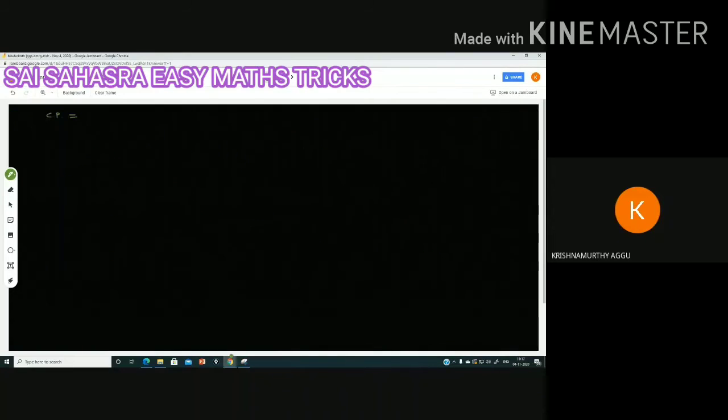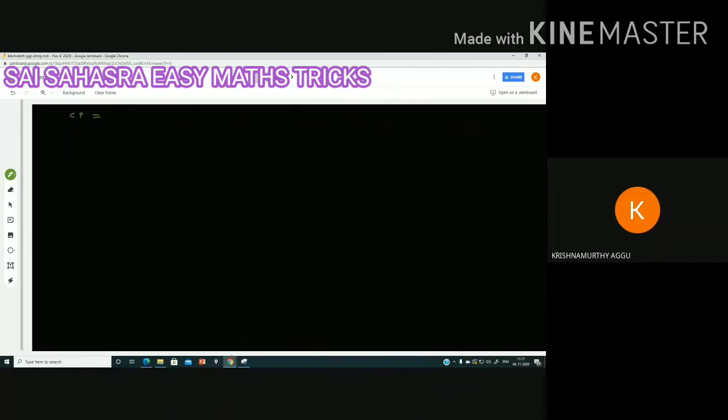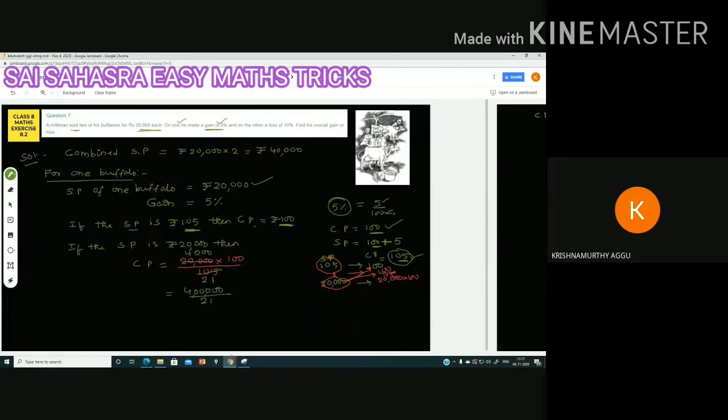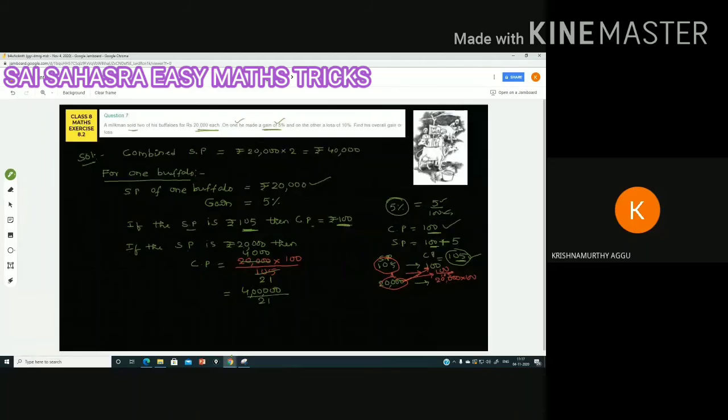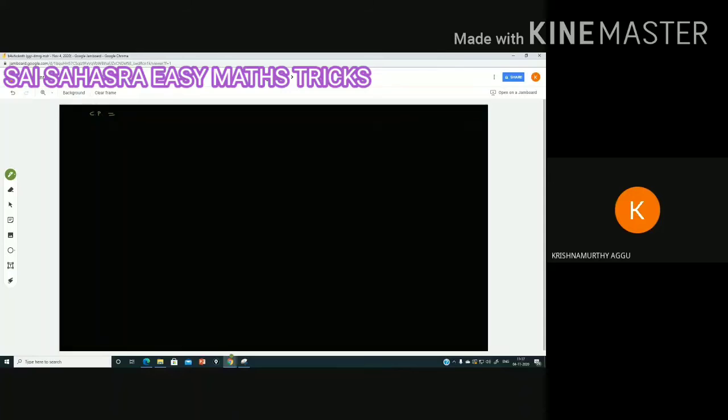Cost price is equal to how much we got on the previous page? 4 lakh by 21. 4 lakh divided by 21. When you divide 4 lakh with 21, 21 two times is 42, so 21 one time is 21. So 40 minus 21 is 19, and 19 is not divisible by 21.